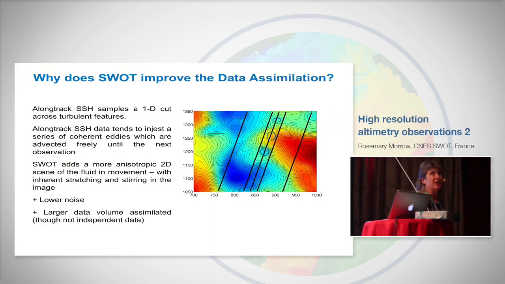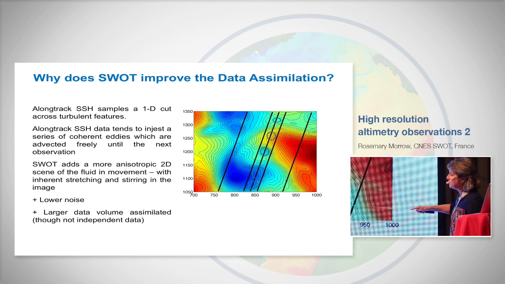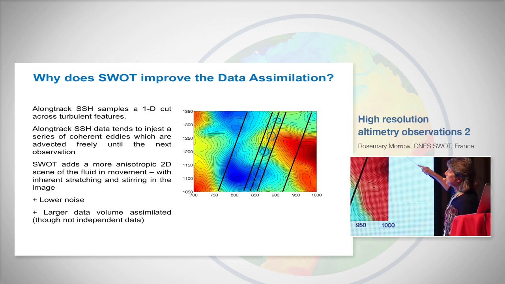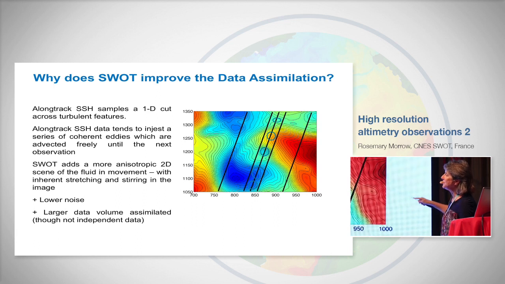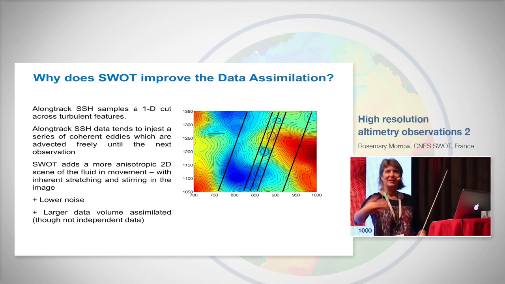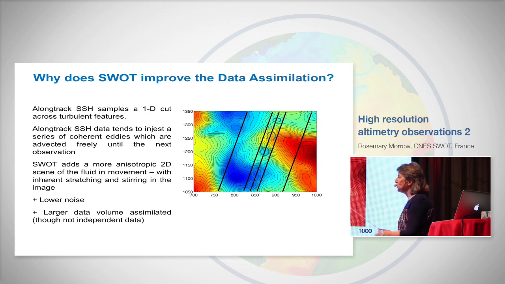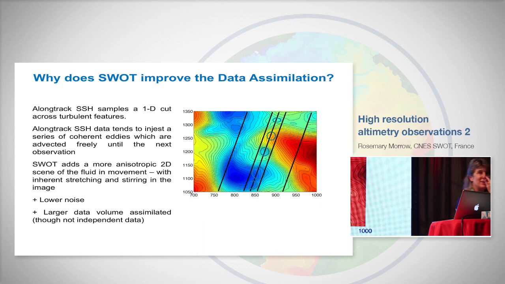And one of the interesting things about that is when you put in a nadir altimeter measurement that cuts across particular features, it's cutting across the sides of eddies, perhaps the center of eddies, the sides of meanders. It may match that up with an existing meander and strengthen it, but it may also just put that in as small isolated coherent eddies that propagate through the system until the next observation point that corrects them.